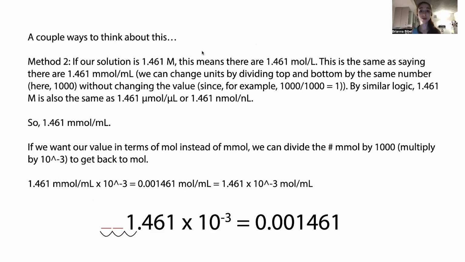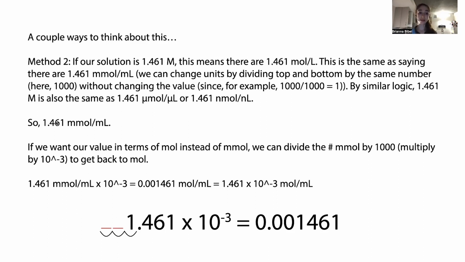We're changing both of these. So we're going from moles to millimoles and liters to milliliters. So we can say that 1.461 moles per liter is the same as 1.461 millimoles per milliliter. By similar logic, 1.461 molar is also the same as 1.461 micromoles per microliter, or nanomoles per nanoliter. So we have 1.461 millimoles per milliliter.